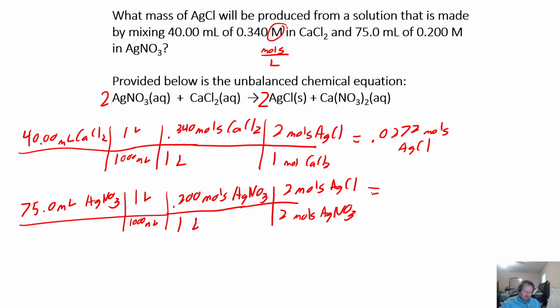So we've got 75 divided by 1,000 times 0.2 times 2 divided by 2. This will make 0.0150 moles of silver chloride. This means silver nitrate is the limiting reactant and that it can make a theoretical yield of 0.0150 moles of silver chloride. We have one more step, though, because the problem asks for mass, not moles. So let's finish up. 0.0150 moles of silver chloride.